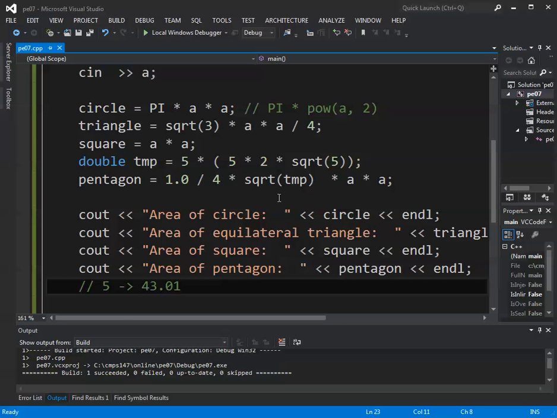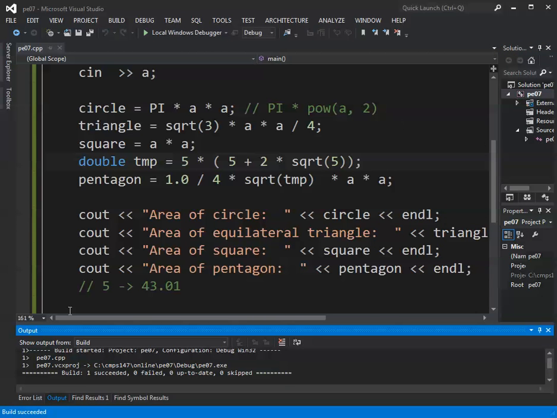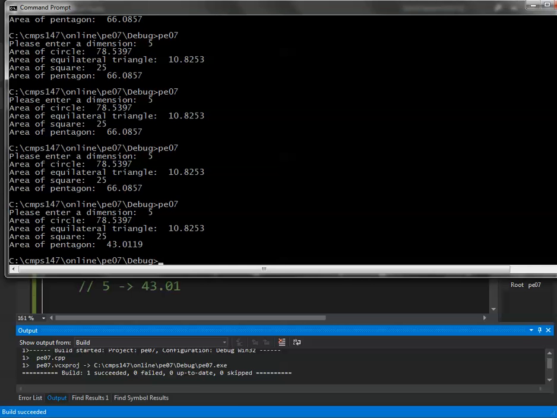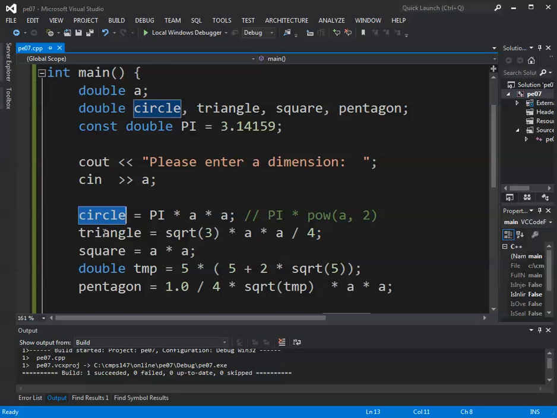So let's go back to the code. We'll change this to 5 plus. Easy mistake to make. Go back here, we'll rerun the program, we'll type in 5, and now we get the 43.01 that we were looking for. All right, so that number is correct, and it looks like we've got the pentagon corrected. And I want to just pause for a second and point out the importance of having that test case. Right? So we've implemented the area of a circle, the triangle, and the square, and those have gone fairly smoothly.